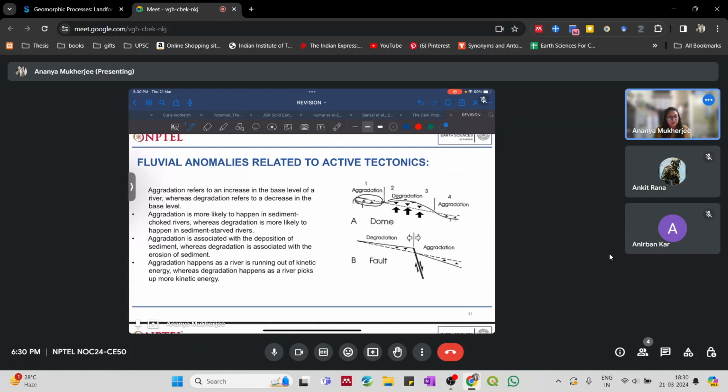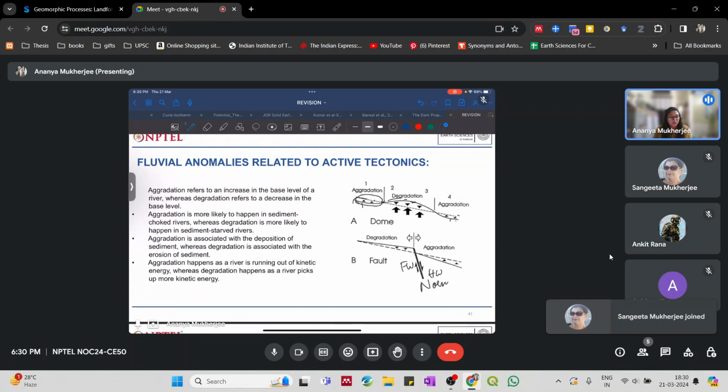Similarly, in a fault, since this has gone on top, this is the footwall and this is the hanging wall, so this is a normal fault situation. Over here you can see that the footwall has got uplifted, so you will have degradation, whereas in the hanging wall, where it has gone below the base level, the river will try to build up to the base level. So it will try to increase the base level.